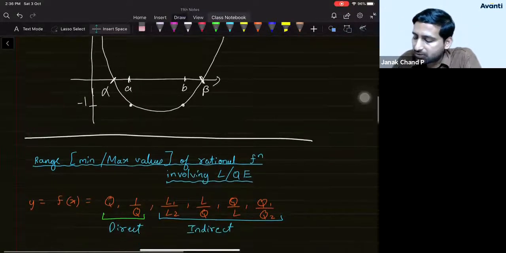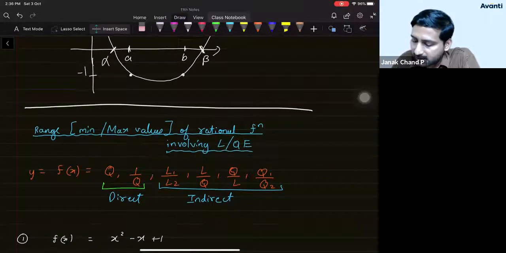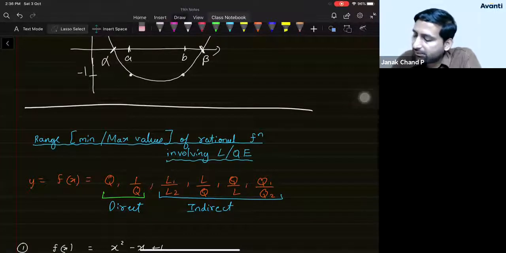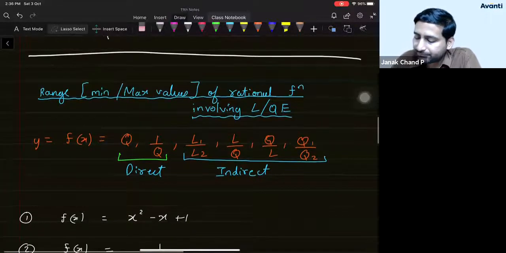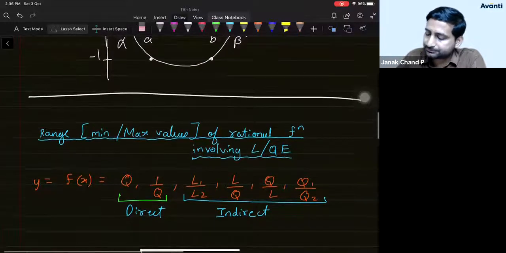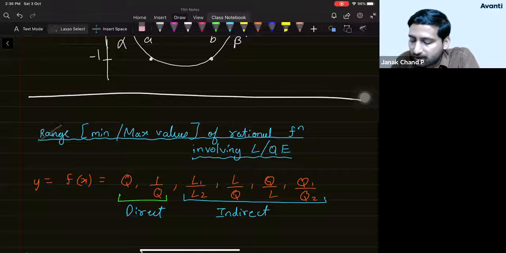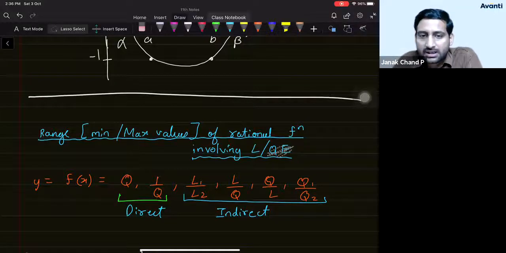Okay, let us go to the next important concept, student, right? The range or the maximum and minimum values of rational function involving linear or quadratic equation. Okay, what is the meaning of the heading? So I'm talking about range or minimum or maximum values of a rational function involving linear or quadratic equation. Here, L stands for linear, and wherever I have written Q, it would stand for quadratic expression.